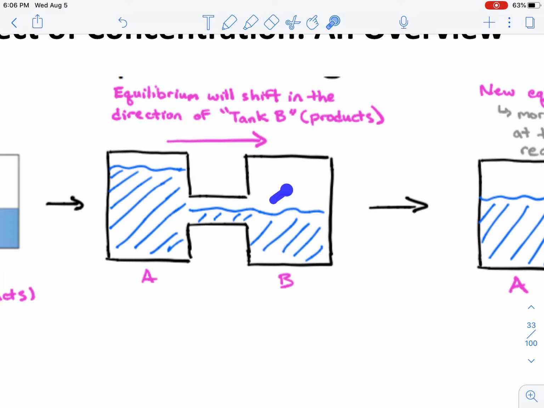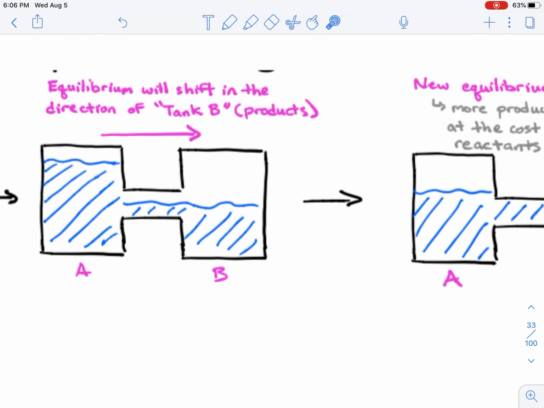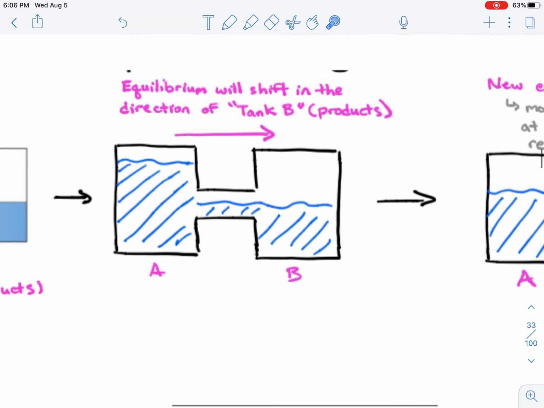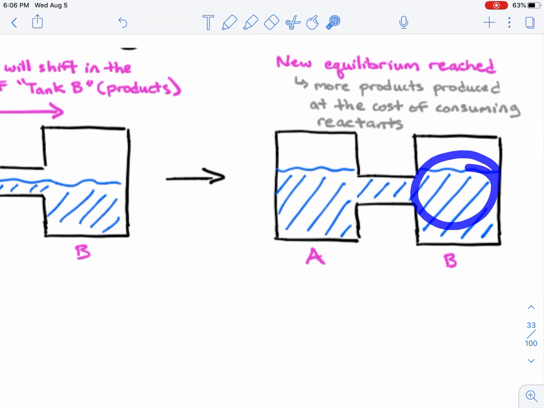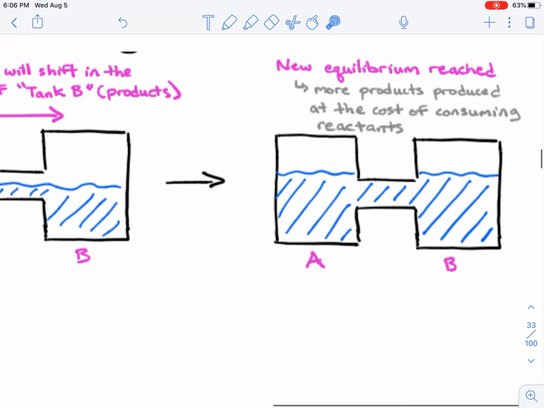Since there is a net increase in the amount of products, we would say that overall the equilibrium has shifted to the right. And so there is an overall favor of an increase in the amount of products at the new equilibrium state. Overall, the new equilibrium will be reached, and the way that was done is that products are produced at the cost of consuming reactants.